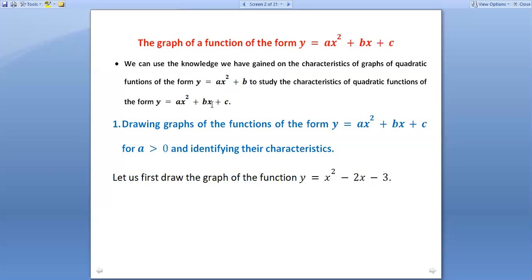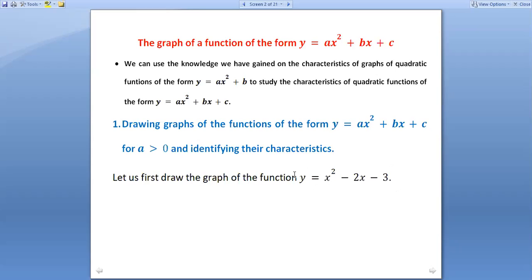Now, to identify the characteristics of the graphs of the functions of the form y equals ax squared plus bx plus c, here also we are going to first consider the instance where a takes a positive value. That means a is greater than 0. To do this, first I am going to draw the graph of the function y equals x squared minus 2x minus 3.